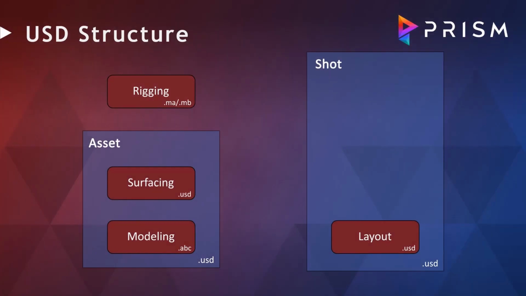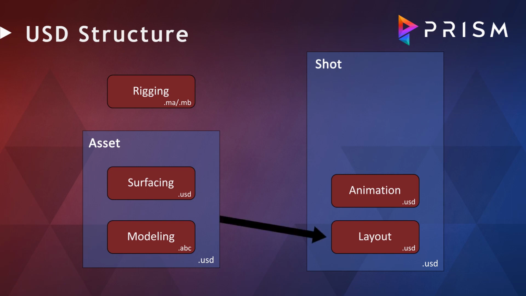Let's take a look at our shot USD container. We saved our animation geometry in the USD file, and this file becomes now our animation department layer. This department layer gets referenced into our shot USD container. Our animation layer doesn't contain any information about the materials of our assets.